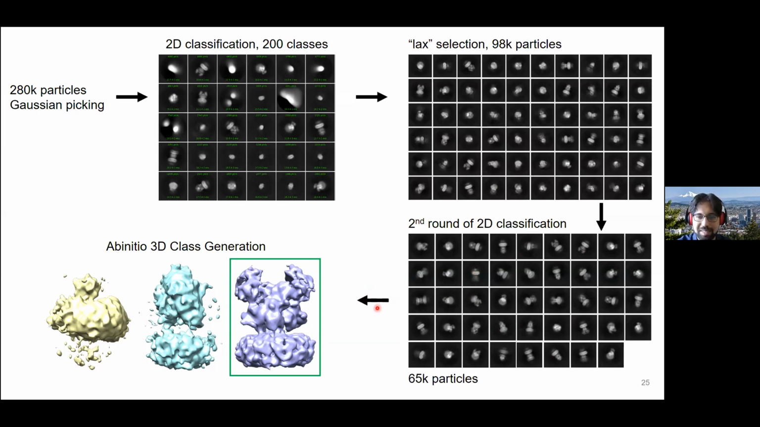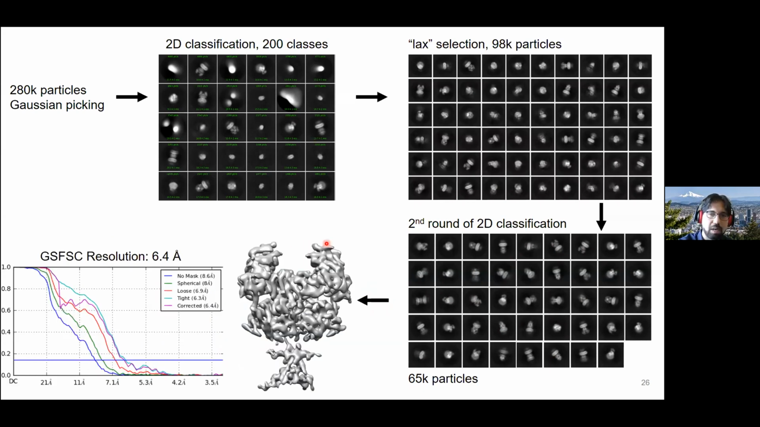So then I take these cleaned up particles, which at the end I ended up with 65,000 particles. And I do ab initio, and I generated a 3D model that kind of looks like my structure. So I was pretty happy with that. And then I combined this data set with that 3D model, and I refined the structure to 6.4 angstrom. So this wasn't bad. This is somewhat typical for what we saw.